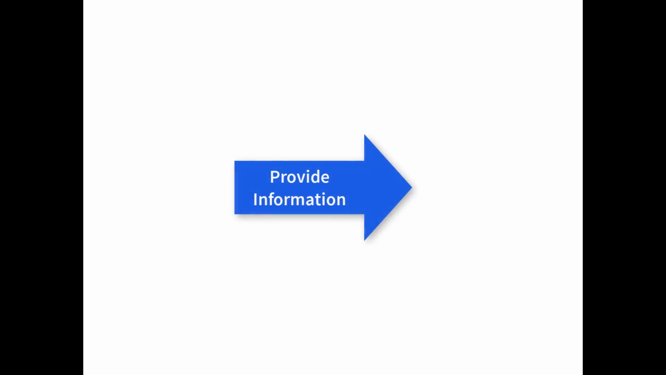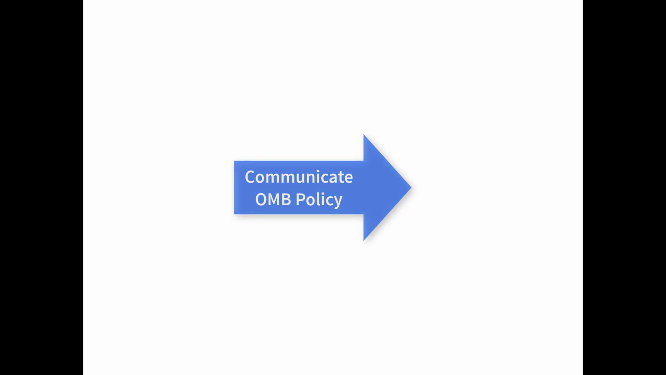I've identified basically 5 types. Those that provide information, those that provide flexibility, those that place additional conditions on the availability of funds, those that request information, and those that communicate an OMB policy or direction. Let's go over each one in turn.